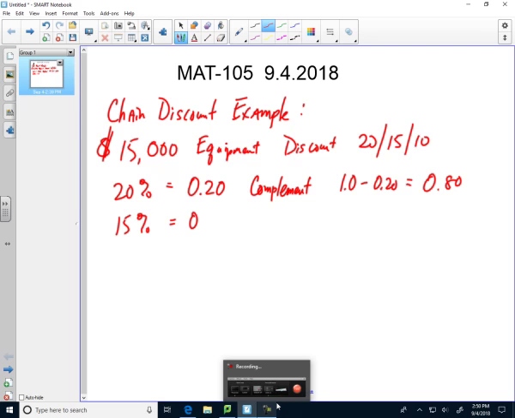So, D'Angelo says 0.15. So the complement, same process, subtracted from 1 for 100%, and that's 0.85, isn't it? Okay, we got one more to go. 10% turned into a decimal is? Okay.